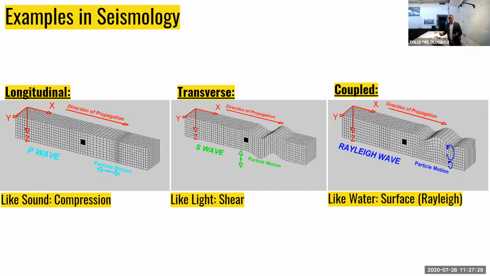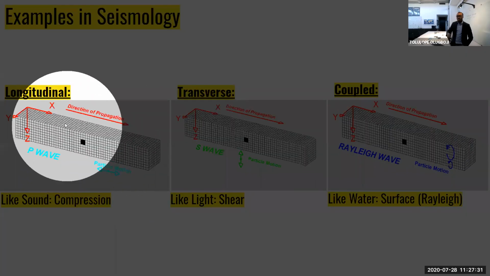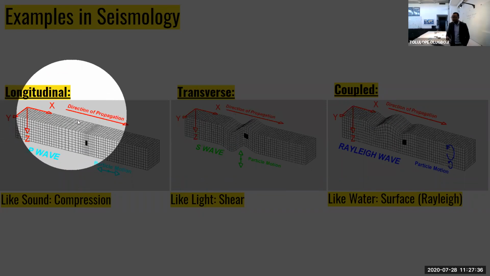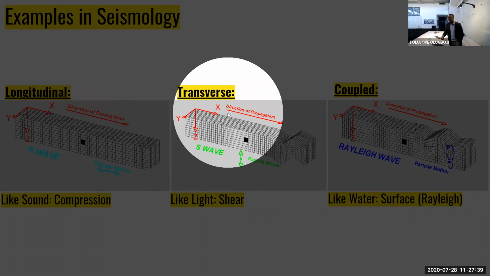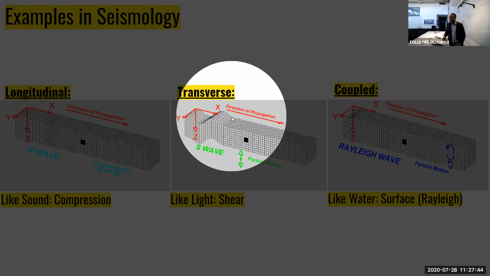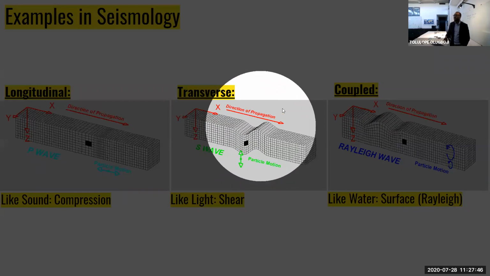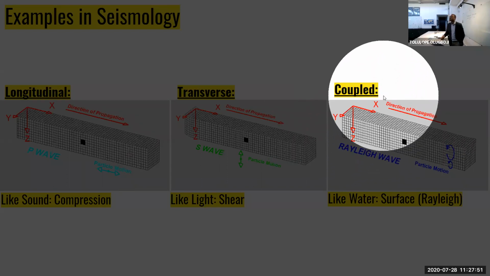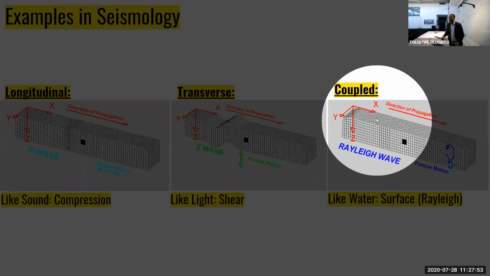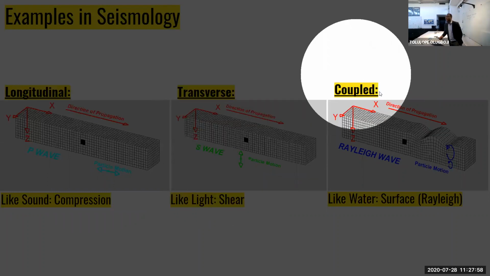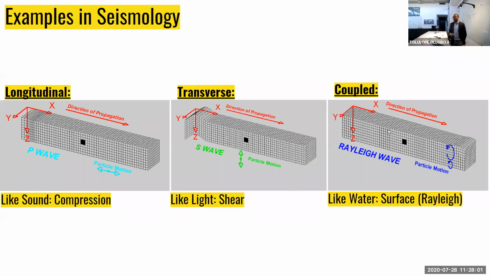So again, in seismology, we have compressional waves, P waves, those are longitudinal waves. The particle motion will always be parallel to the wave direction. You have a shear wave, the transverse wave, so the particle motion in this case is orthogonal to the wave propagation direction. And then you have a surface wave, a Rayleigh surface wave, which is a coupled longitudinal and transverse wave trapped on the surface. So for example, compression is like sound, shear is like light, and Rayleigh waves are like water in the sense of their polarization.